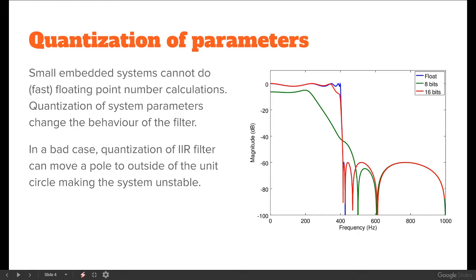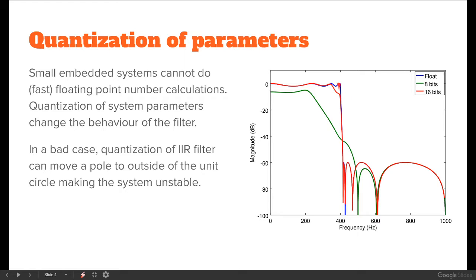Quantization of data is not that bad an effect as long as you have enough bits to represent the data. But the quantization of system coefficients, the filter parameters, can actually lead to real problems. This example has a blue line showing the calculations done for the filter in floating point arithmetic. Then the 16-bit arithmetic is the red one.